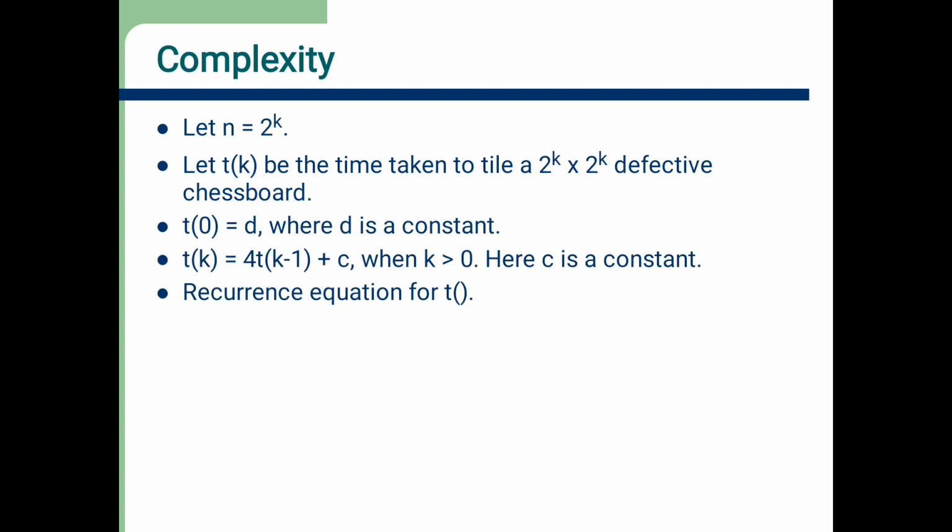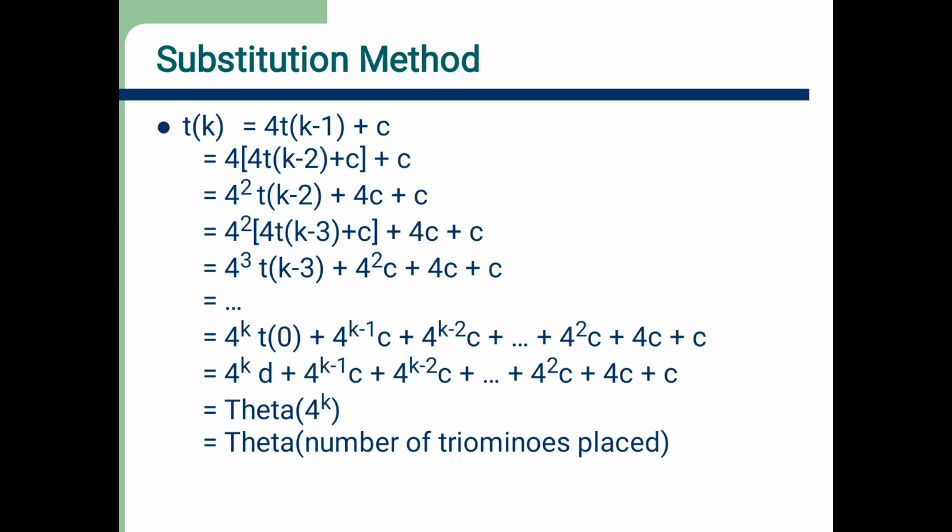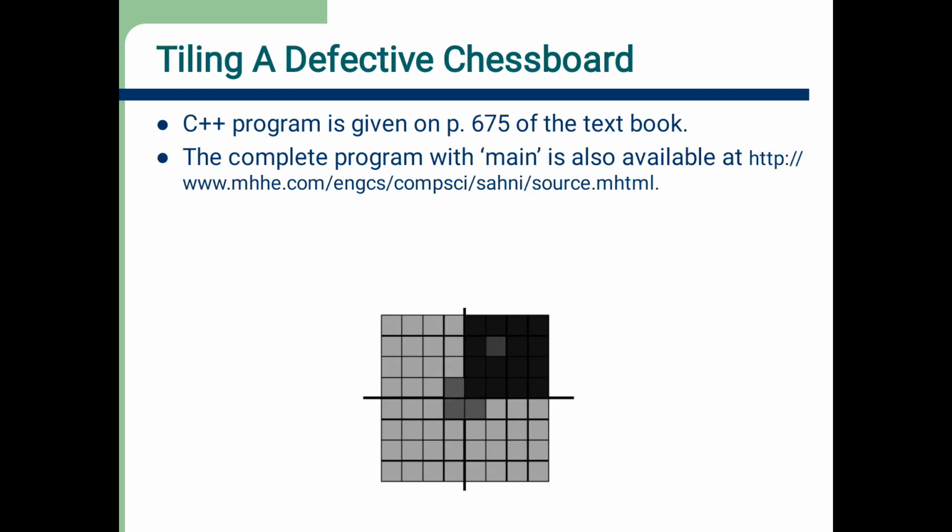Let n equal 2 to the power k. Calculate the complexity of tiling the chessboard. Let t(k) be the time taken to tile a 2^k by 2^k defective chessboard. And this is the substitution method for finding time complexity. Divide the problem and take the complexity of tiling a defective chessboard.